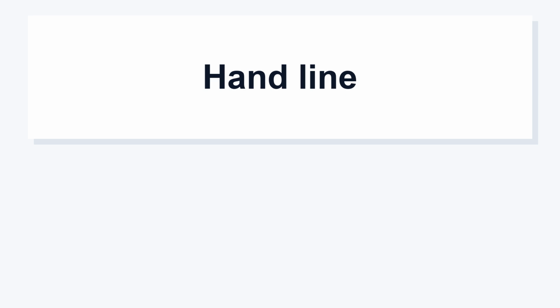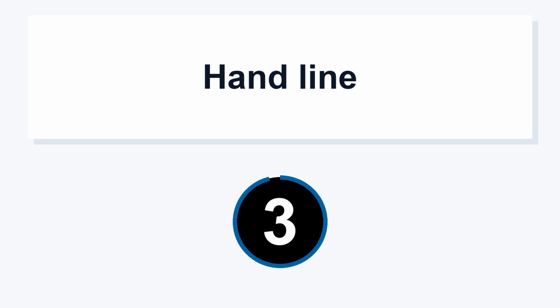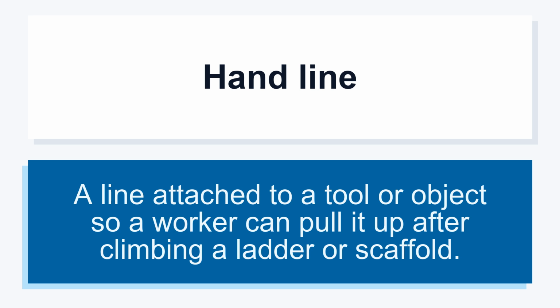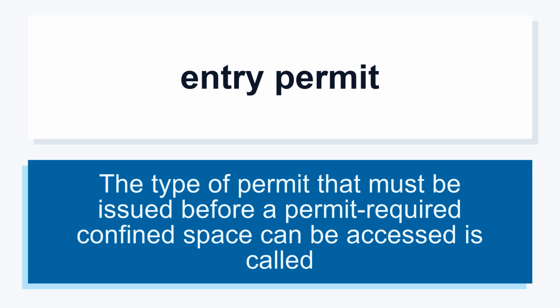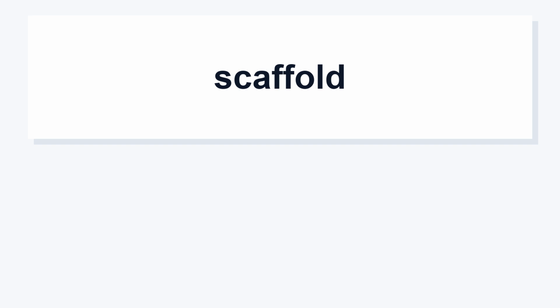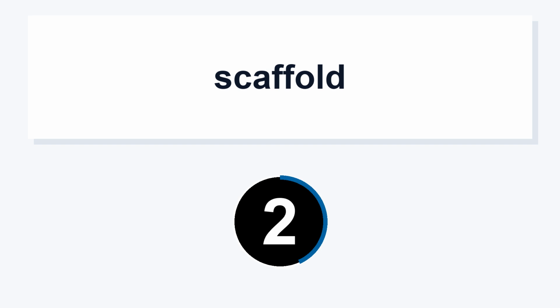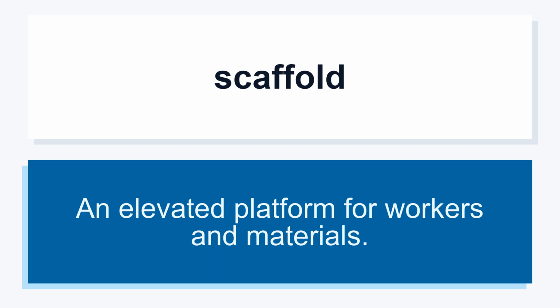Handline: a line attached to a tool or object so a worker can pull it up after climbing a ladder or scaffold. Entry permit: the type of permit that must be issued before a permit-required confined space can be accessed. Scaffold: an elevated platform for workers and materials.